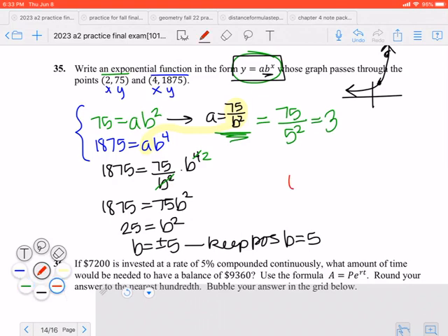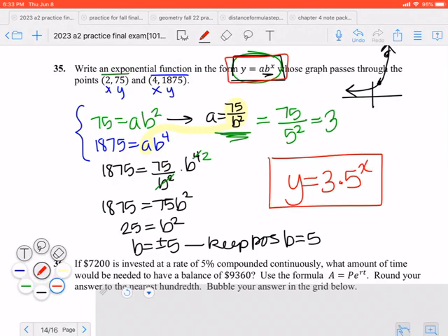We can now write the equation. Y equals, I'm following a times b to the x. A is 3 times 5 to the x. And there we go.